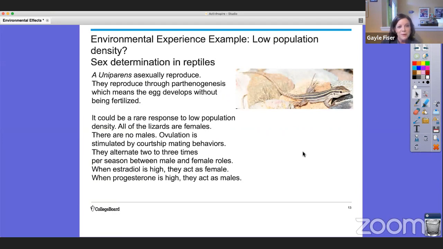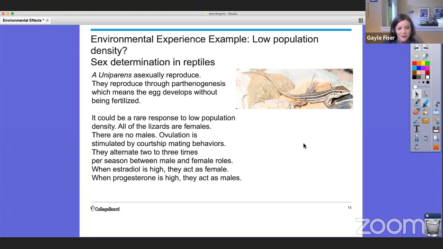Here's another environmental experience example. Low population density, probably. Sex determination in reptiles, uniparents, asexually reproduce. They reproduce through parthenogenesis, which means the egg develops without being fertilized. It could be a rare response to a low population density. All the lizards are females.